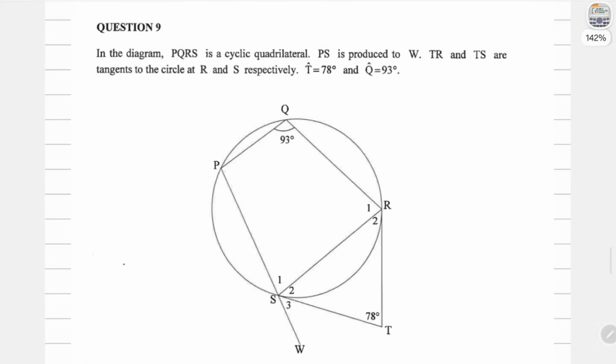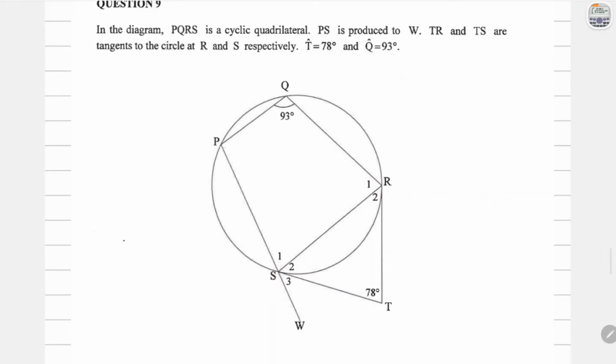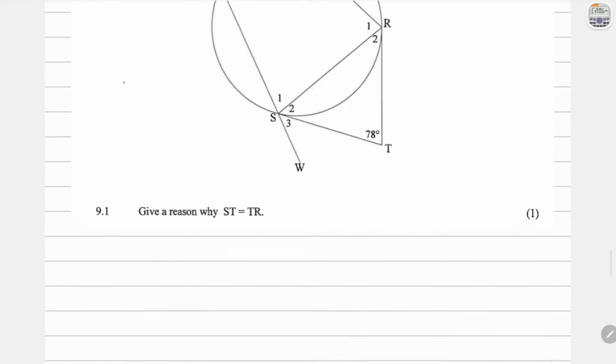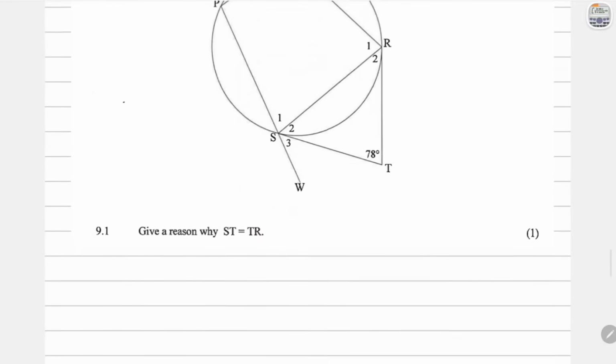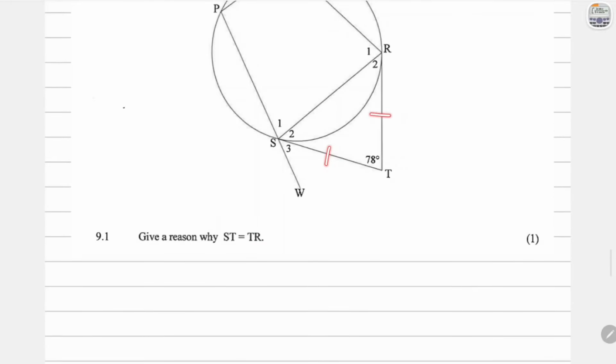Question 9 says, in the diagram, PQRS is a cyclic quadrilateral. PS is produced to W. TR and TS are tangents drawn to the circle at R and S respectively. And then they tell us that angle T is 78 degrees and angle Q is 93 degrees. And the first question, 9.1, is to give reasons why ST is equal to TR.